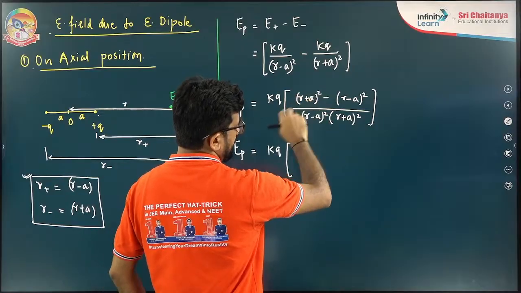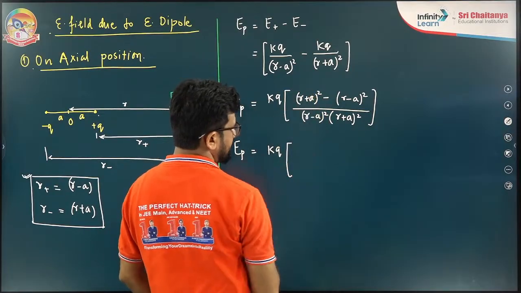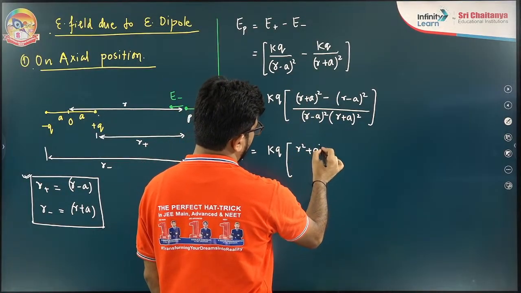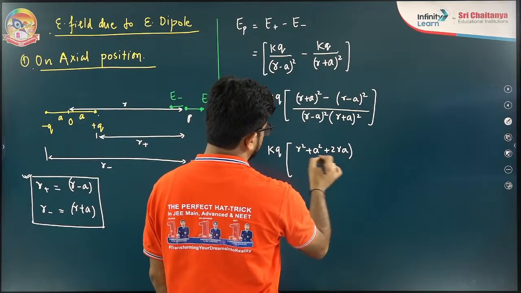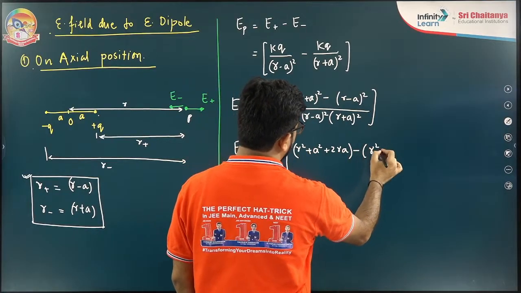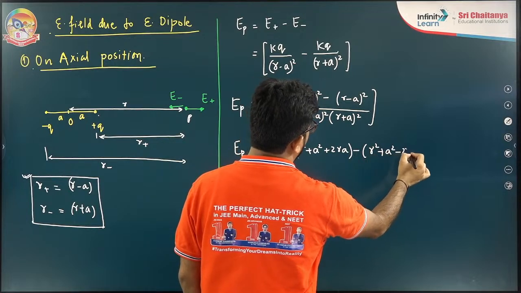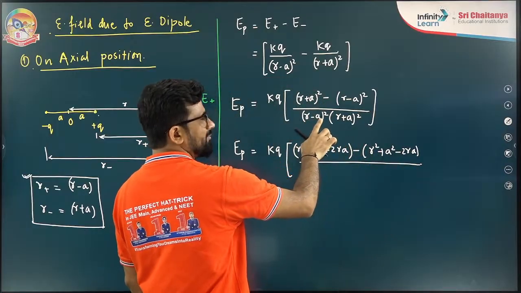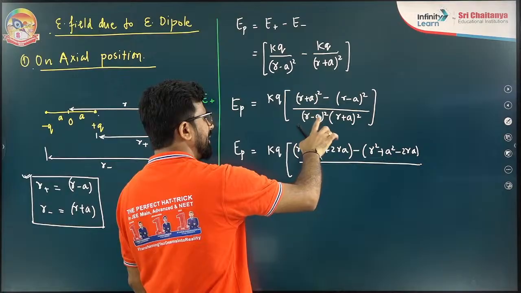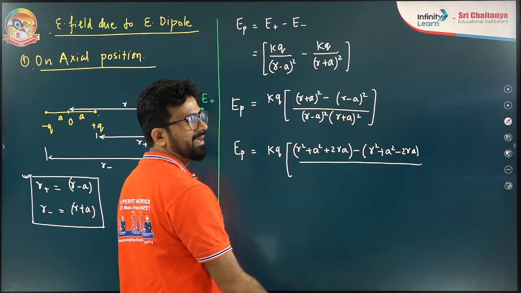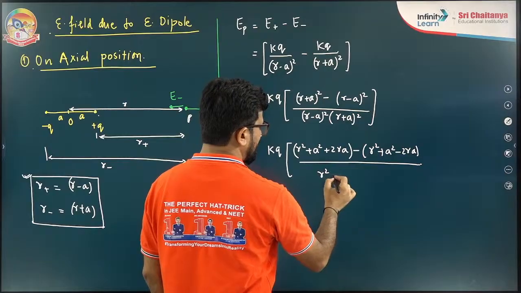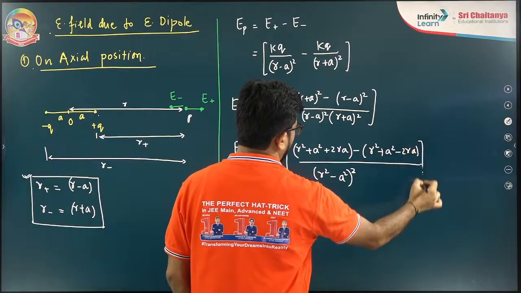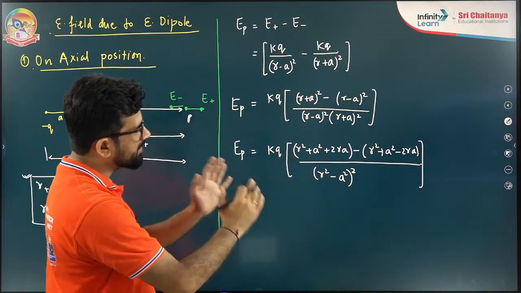You can write here, very basic case, focus carefully. This is a quadratic, a square function, and you can open it. This becomes r square plus a square plus 2ra. Similarly, the second one is r square plus a square minus 2ra. Upon this, the (a minus b)(a plus b) formula gives a square minus b square, and both are squares, that means we can write the whole square. Just observe carefully, you will understand it.